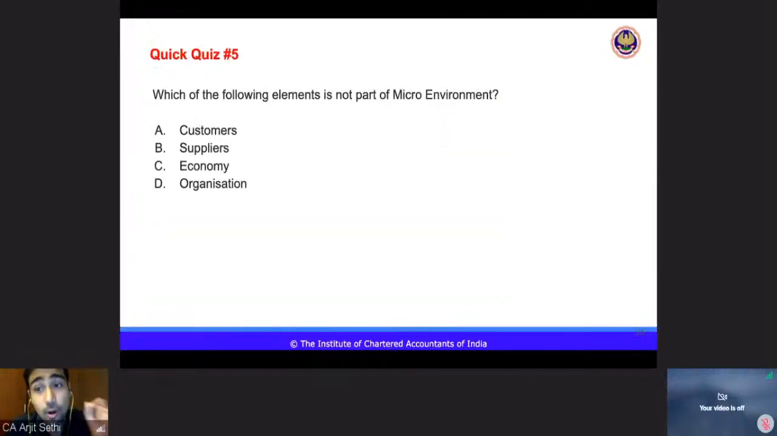Quick question for all of you. Hands on the keyboards, please. Which of the following elements is not a part of microenvironment? Which of the following elements is not a part of microenvironment? You have 10 seconds. Please type in your answers.